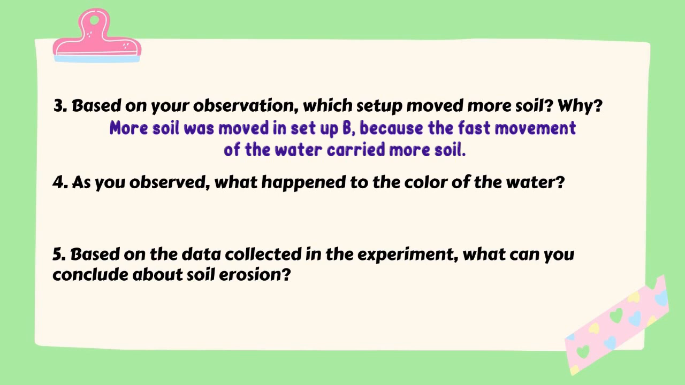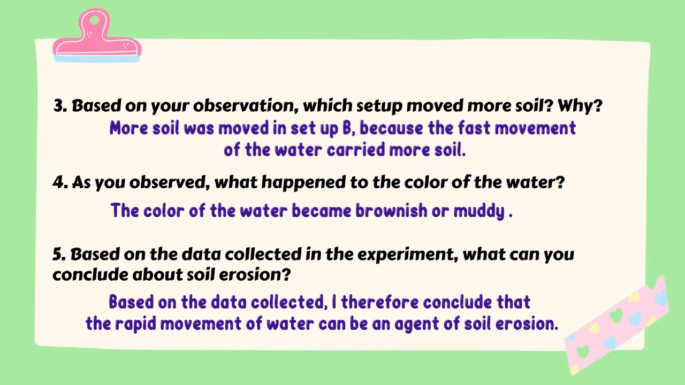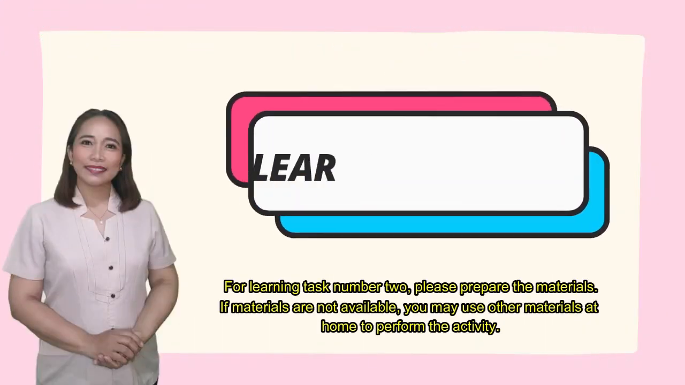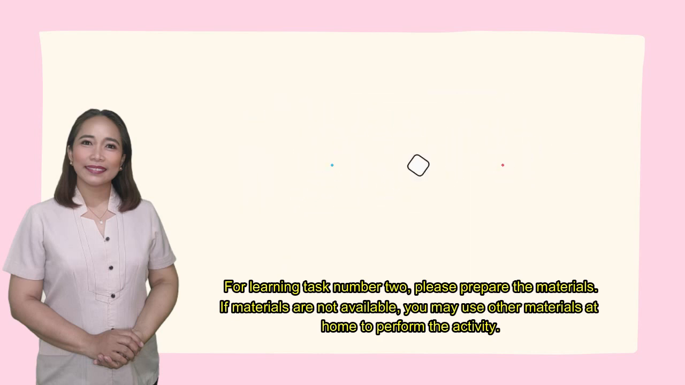Number 4. As you observed, what happened to the color of the water? The color of the water became brownish or muddy. 5. Based on the data collected in the experiment, what can you conclude about soil erosion? Based on the data collected, I therefore conclude that the rapid movement of water can be an agent of soil erosion. Learning task number 2. For learning task number 2, please prepare the materials. If materials are not available, you may use other materials at home to perform the activity.